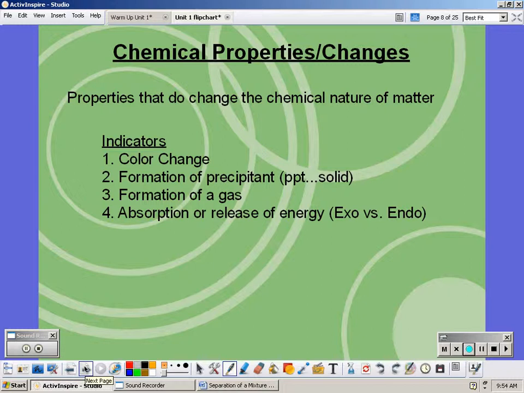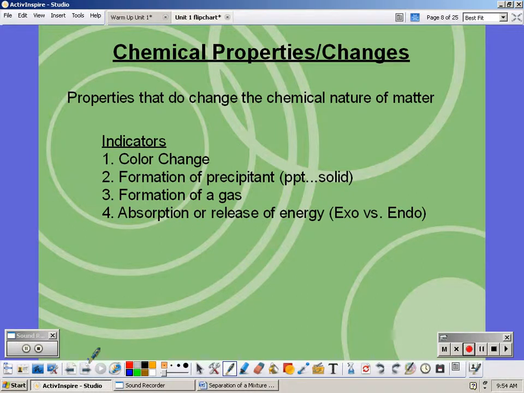Some chemical properties and changes. If you see a color change, then that is chemical. If you form a precipitate or a solid, that's chemical. Now it has to be a solid that wasn't there to begin with. If you have the formation of a gas, you typically see bubbles. You could smell something if the gas smells. You have the absorption or release of energy. Remember, if it absorbs energy, the test tube is going to feel cold to us, and it's an endothermic process. If the test tube feels hot to us, then it's releasing the energy, and we call that exothermic.